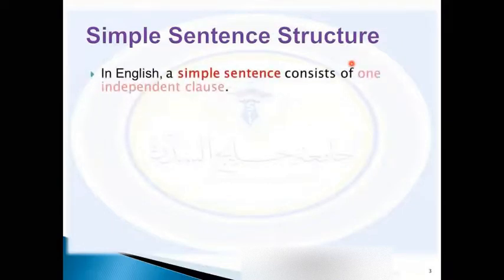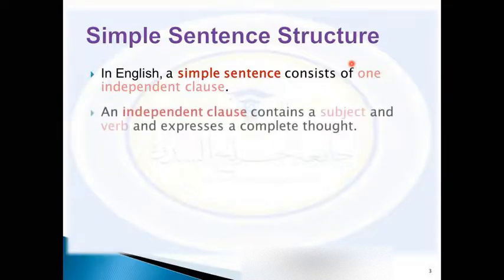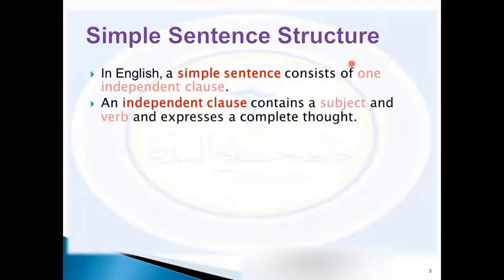In English, a simple sentence consists of one independent clause. An independent clause contains a subject and a verb and expresses a complete thought. So when we want to define an independent clause, we can say an independent clause expresses a complete thought and contains a subject and a verb. That makes the formation of the sentence.